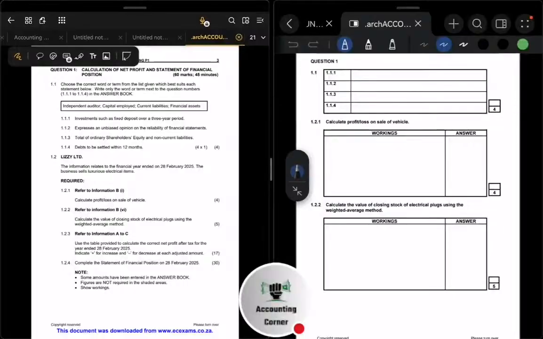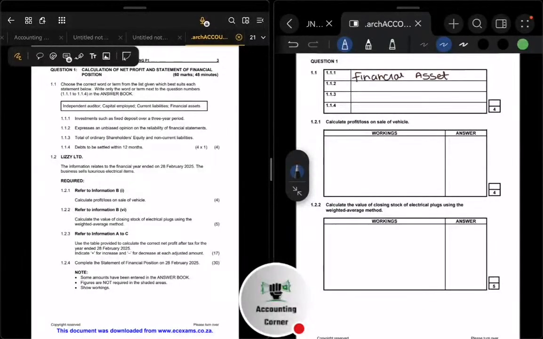So we start here with some theory questions for question 1.1. This says choose the correct word or term from the list given which best suits each statement below. Write only the word or term next to the question numbers in the answer book. Okay, so the first one says investments such as fixed deposits over a 3-year period. So what would we call that? That's a financial asset. First answer is financial asset.